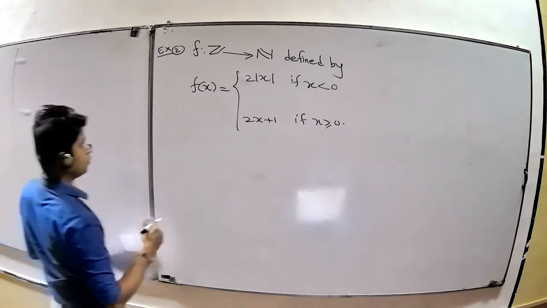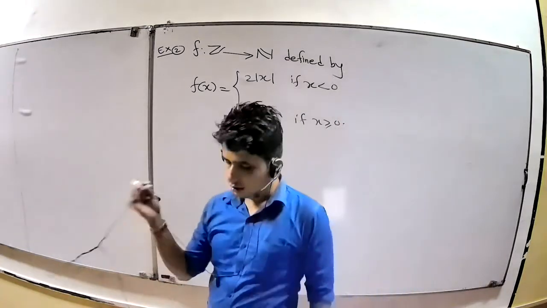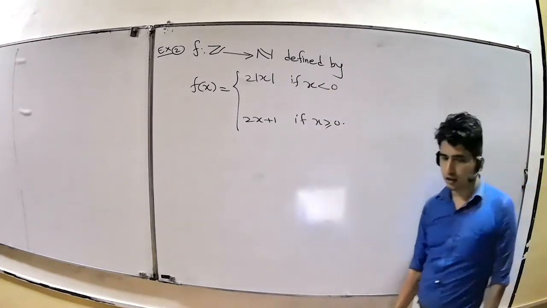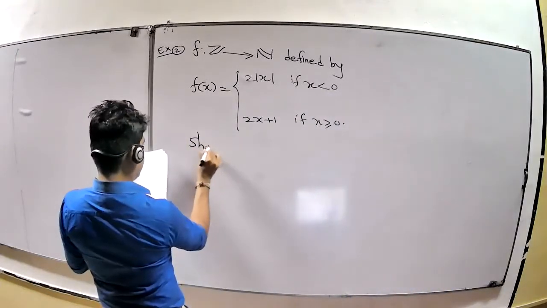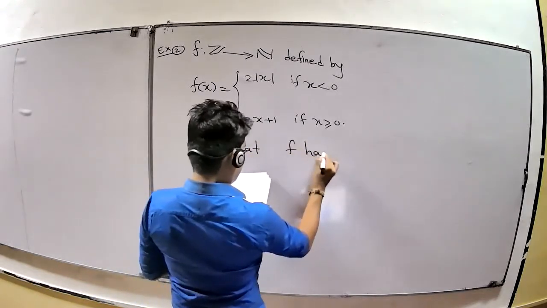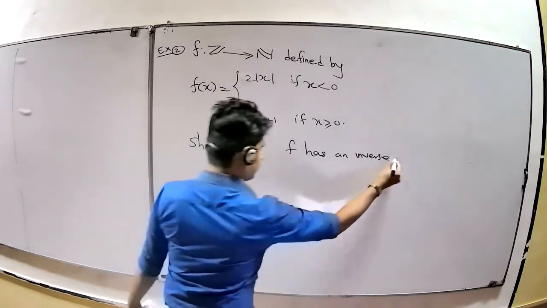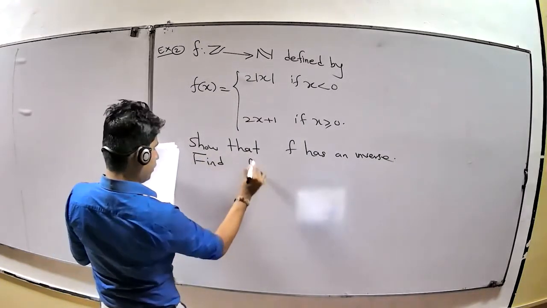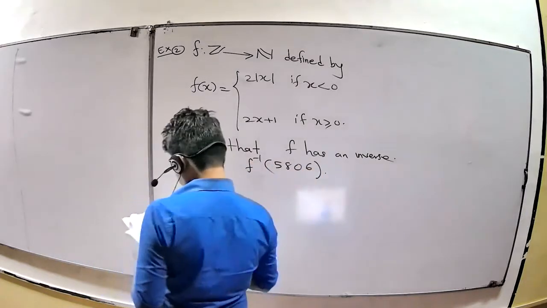First, suppose this mapping has an inverse mapping, which means first you want to show that f is bijective. Then f is bijective means f is invertible, therefore f inverse x exists. First you want to show that it is a bijective function, right? So that for this question f has an inverse. Therefore, you want to find f inverse.